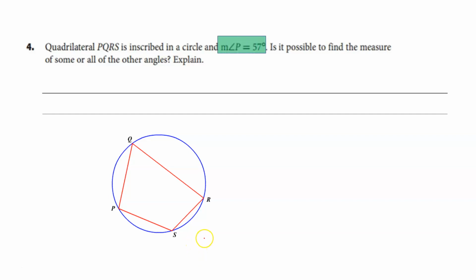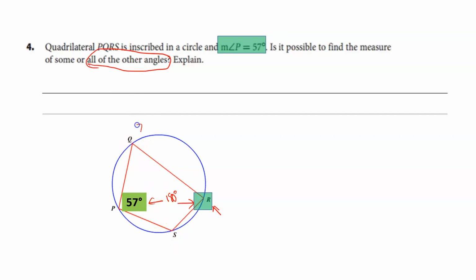So they tell me that angle P is 57 degrees. Notice how I'm labeling angle P is 57, and I'm labeling angle R. Hey, they're right across from each other. That means they add up to 180, right? That means I could figure out what angle R is. But is it possible to find the measure of some? Yeah, I could find angle R. But can I find all the angles? Which, by the way, includes Q and S.